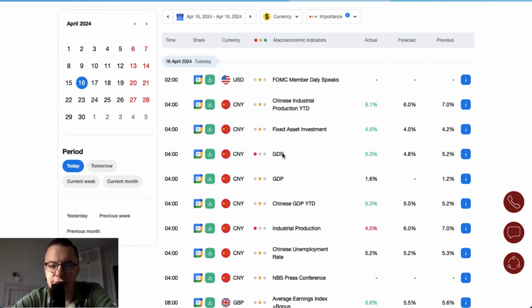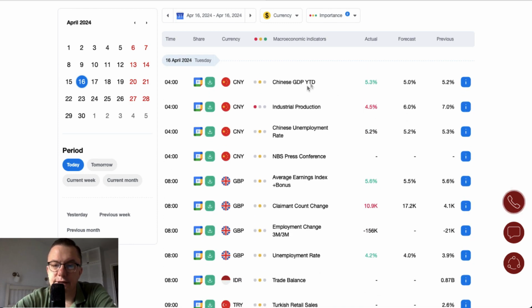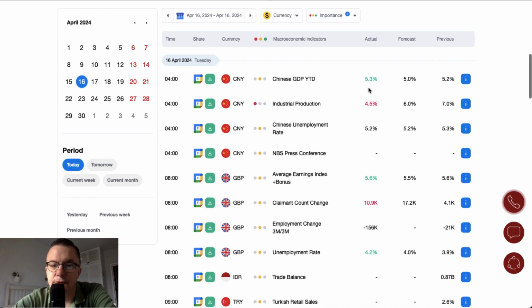The most important one was GDP from China. GDP from China beats the expectations of 4.8% with the actual number of 5.3%, which is better than the previous number of 5.2%. Fixed asset investment beats the expectations as well, 4.5%. Chinese industrial production beats the expectations of 6% with the actual number 6.1%. And the Chinese year-to-date GDP beats the expectations of 5% with the actual number of 5.3%.